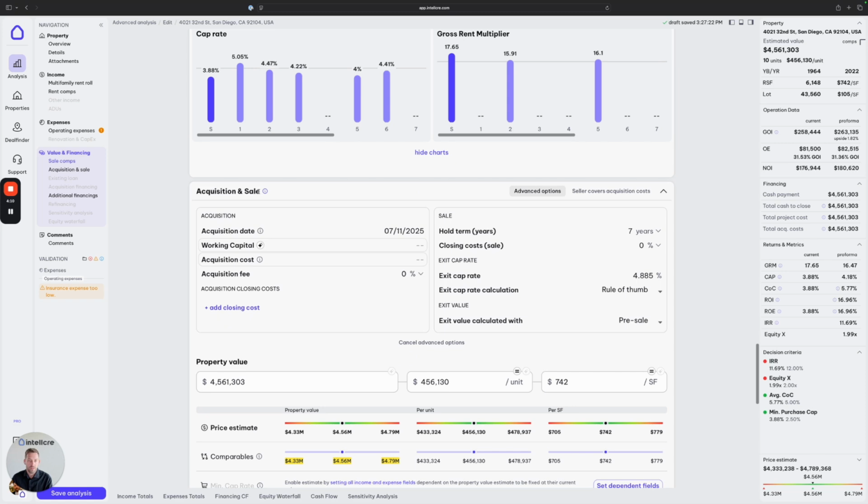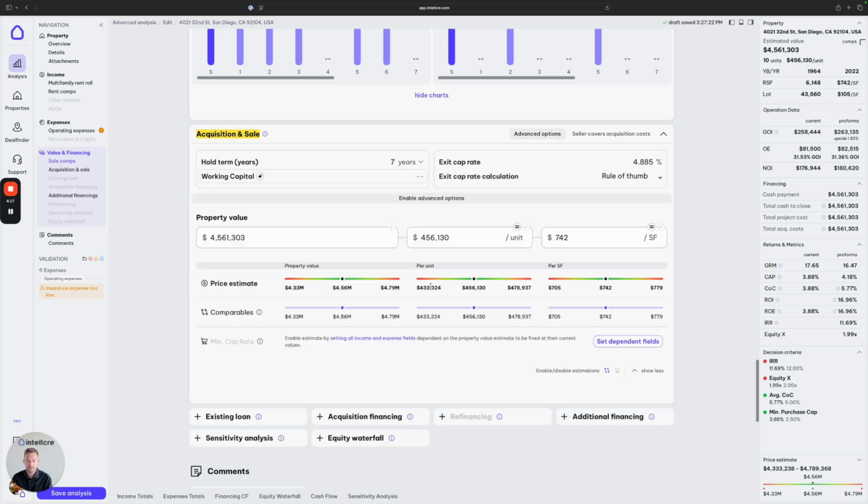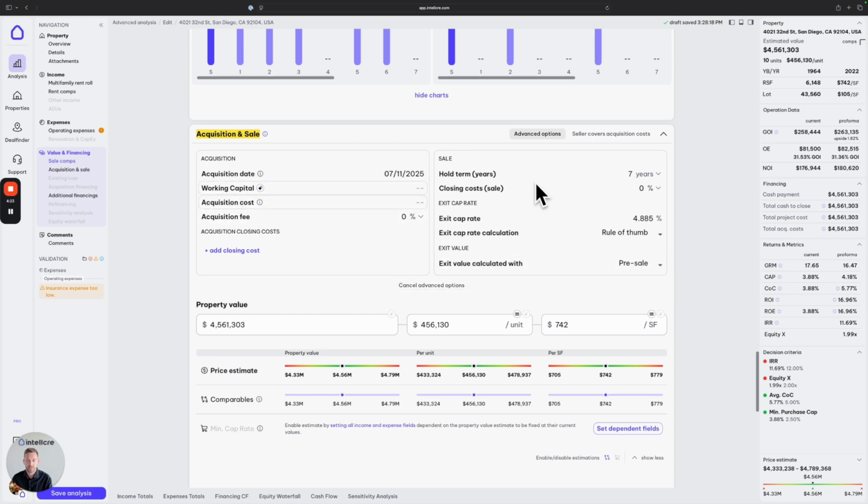Now, in the section below our sales comps, we find our acquisition and sale assumptions. This is how the section looks before we enable advanced options. After we enable advanced options, we have certain assumptions about the acquisition date, our working capital, and the acquisition fee. We can add any closing costs related to the acquisition. And then on the sales side, we have other assumptions such as the hold term, right? So depending on the hold term, or how far out we want to model this deal, our closing costs, we can switch between the percentage or the total value, right?